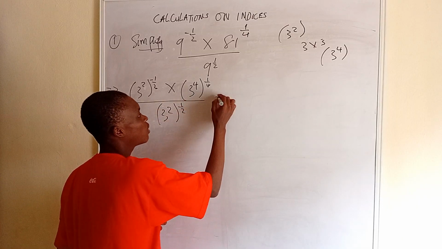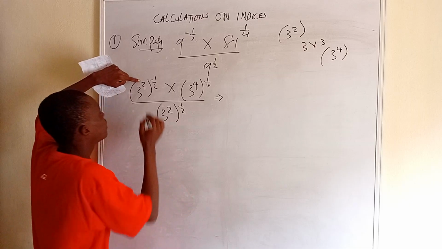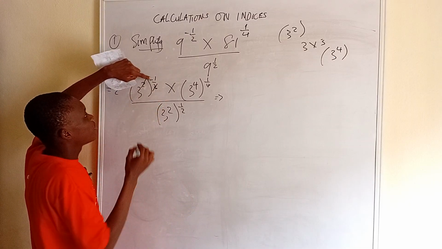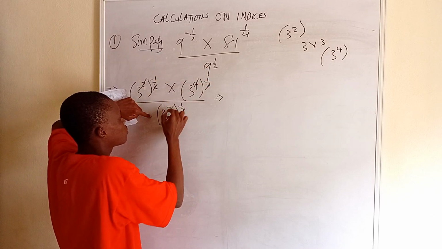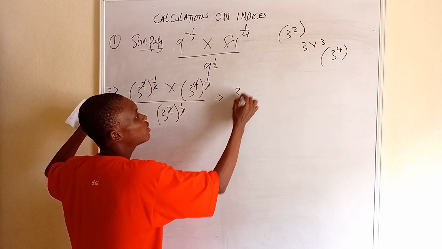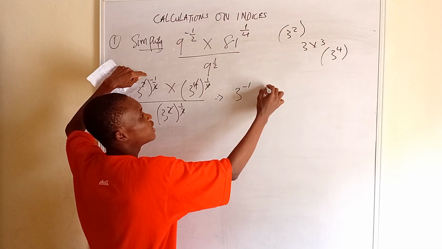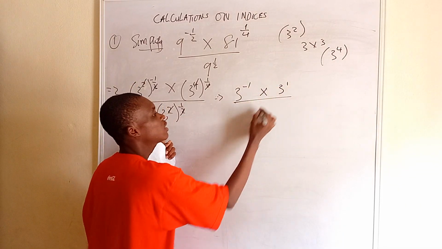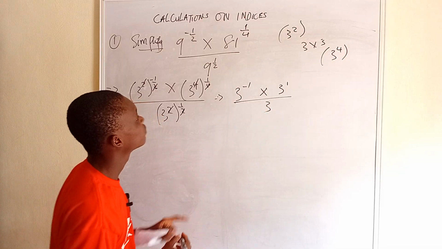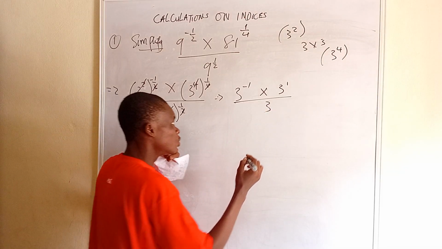All right, clearly, what can you see? This can cancel out this, remaining negative 1. This can cancel out this, and this can cancel out this. So from here, we have 3 to power negative 1 remaining, times 3 to power 1, all divided by 3. So from here, what do we do?